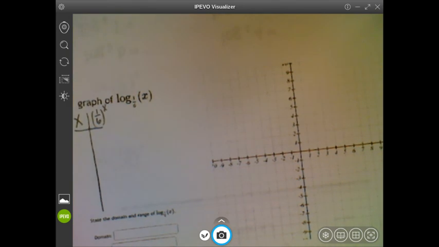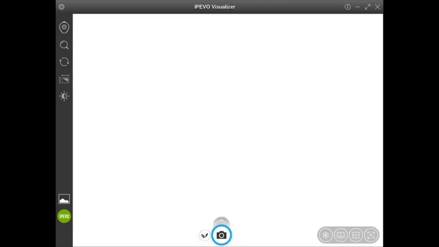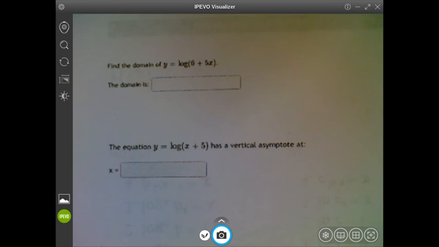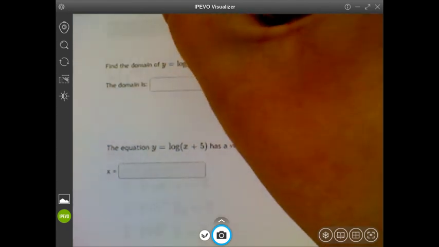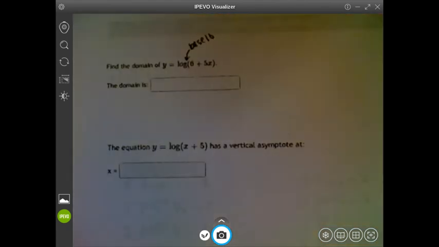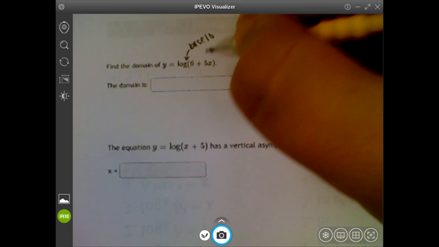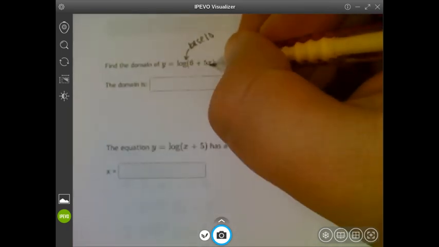All right, last but not least, the last slide of this intro to exponentials and logs is talking about the domain, but it's talking about it in terms of we don't have a graph to look at. And so this is y equals log of 6 plus 5x. And by the way, if there's no base written, it's technically base 10. So no base written, it's base 10.